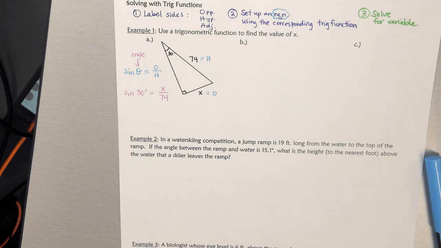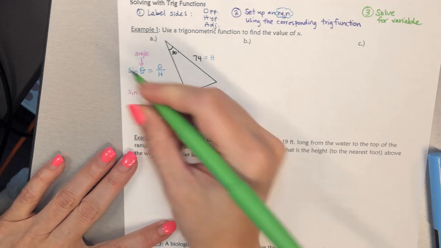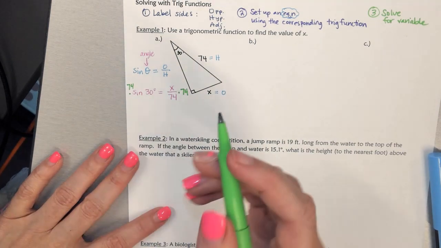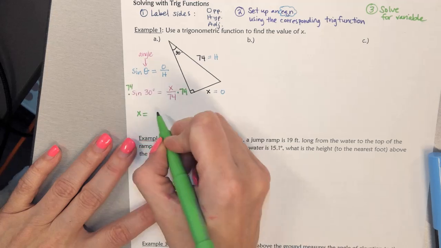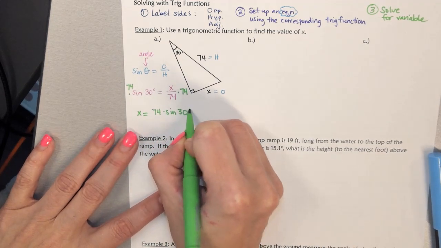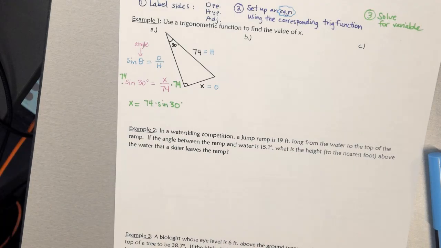Now to solve for x, you're going to take both sides and you're going to do what with it? Multiply by 74. You can either show me the times 74, or if you want, you can just write x equals 74 times the sine of 30 degrees, because this is a pattern you're going to do over and over. And then we're going to calculate.